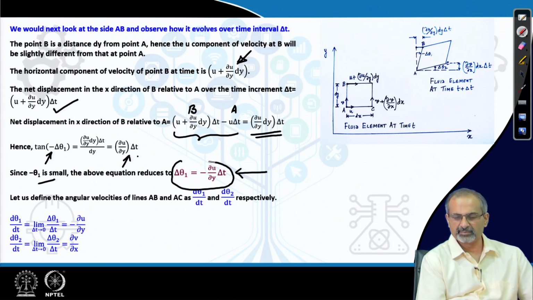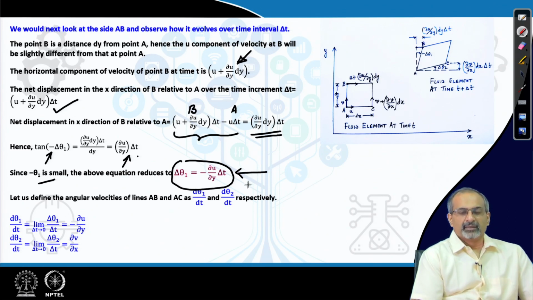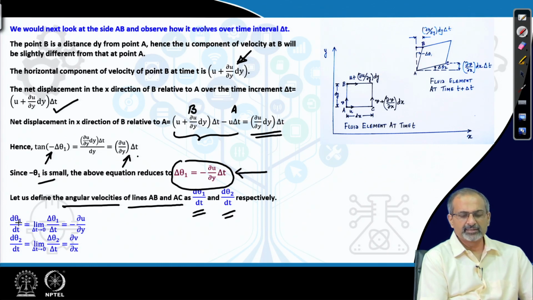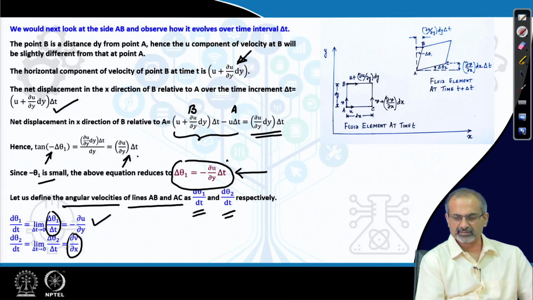So, you now have an estimate of delta theta 1 and delta theta 2, and let us define the angular velocities of these lines as the time rate of change of these angles theta 1 and theta 2. So, what we are going to do is d theta 1 dt is limit delta t tends to 0, the ratio of delta theta 1 by delta t, which gives us minus del u del y. Again, d theta 2 by dt is limit delta t tends to 0, delta theta 2 by delta t, which gives us dv dx from these equations.